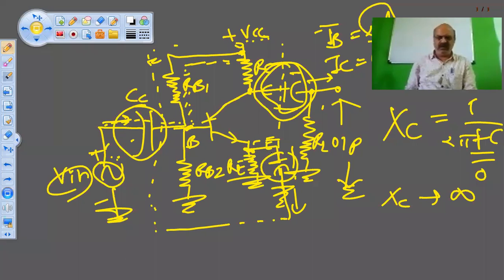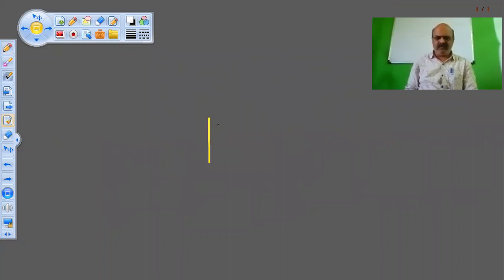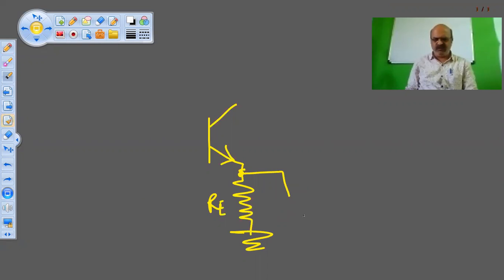I will redraw the circuit again. This is your transistor. Here is the emitter resistance RE. So what I will do, I will connect one more capacitor across RE. This is called as C, emitter bypass capacitor. I will connect one resistance on the collector side. This is RC. This is plus VCC.